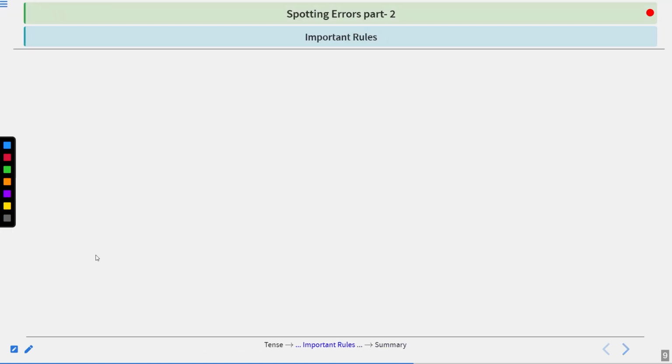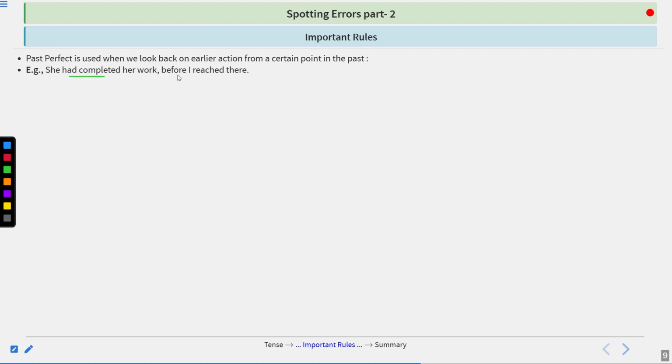Important rules. Past perfect is used when we look back on an earlier action from a certain point in the past. So here we are talking about the use of past perfect. Example, she had completed her work before I reached there. So there are two events. One event was completed before another event. She had completed her work, and the other one is I reached there. So she had completed her work before I reached there. So completing her homework was done before I reached there.